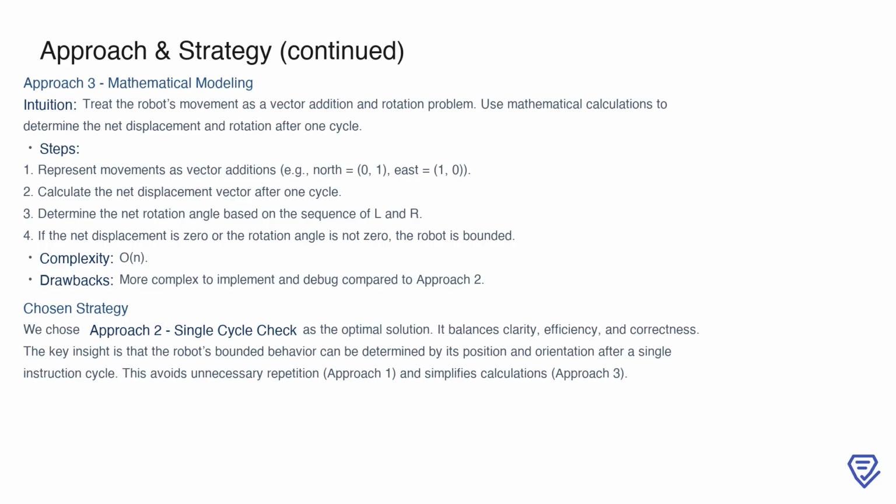While this approach is mathematically elegant and provides a deeper insight into the problem, it tends to be more complex to implement and debug. It requires careful handling of vector arithmetic and rotational logic, which can add unnecessary overhead compared to simpler methods. For these reasons, it is less practical than the optimized single-cycle check. Ultimately, the chosen strategy is the single-cycle check, as it strikes the right balance between clarity, efficiency, and correctness.